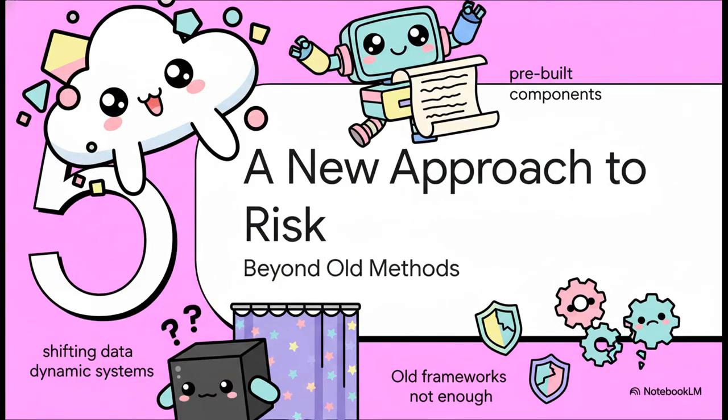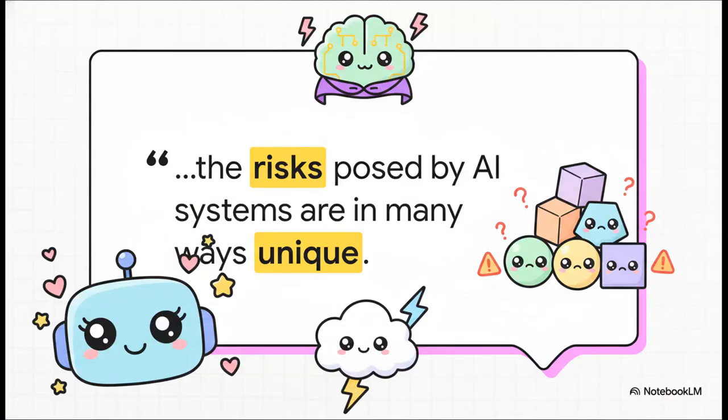Okay, so let's just recap for a second. We have dynamic systems built on ever-shifting data. They have opaque, black box logic, and they're often built using pre-made components from sources we don't fully control. When you put all of that together, it becomes undeniable. Our old frameworks for managing software risk are just not equipped for this new reality. And hey, don't just take my word for it. As NIST puts it directly in their AI risk management framework, the risks posed by AI systems are, in many ways, unique. This isn't just a small update. It's a paradigm shift, and it demands a whole new approach.